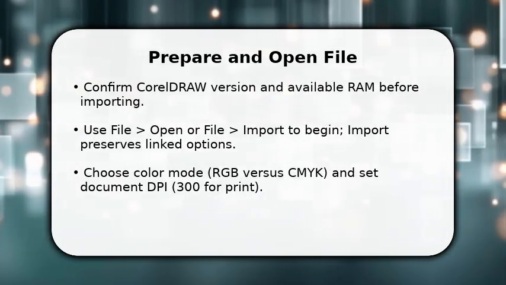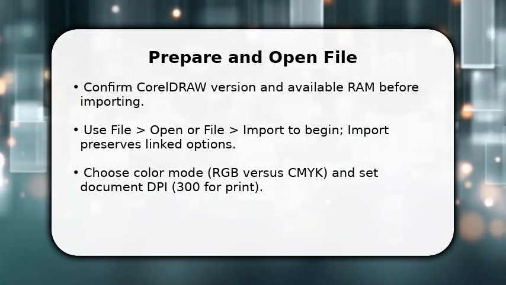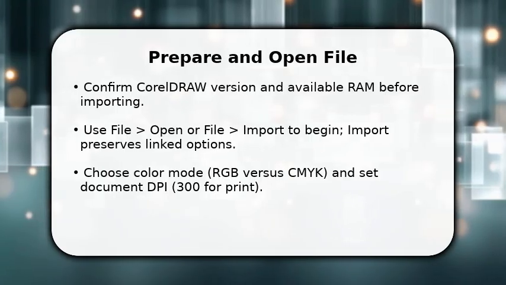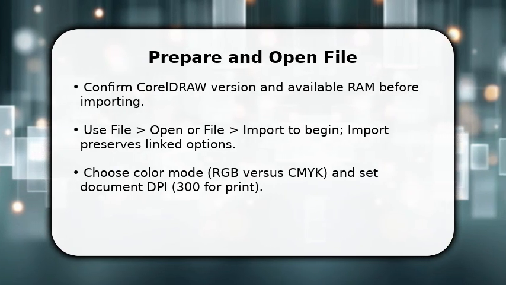Then use File Import to select your image. Import embeds or links the file, choose embedding to keep everything self-contained. Once done, place the cursor where you want the image, click to drop it, or click and drag to size it as you insert it.